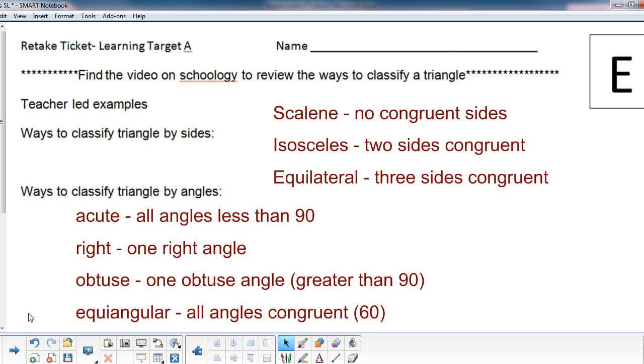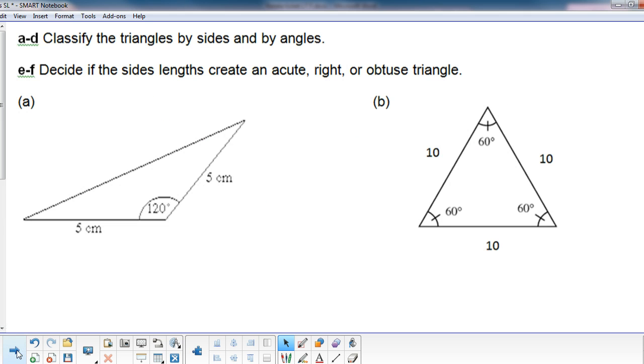Alright, great. We're going to use one of those words for each classification. So if you look down below, we've got a few triangles pictured, and we are going to try to identify each by its sides and by its angles. So we need to use one of those words from each of the categories. But first we need to dissect what we see on the screen and what we see on the paper, and how that can tell us the information that we're looking for.